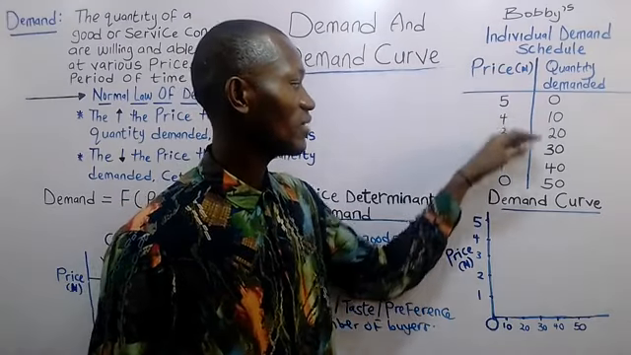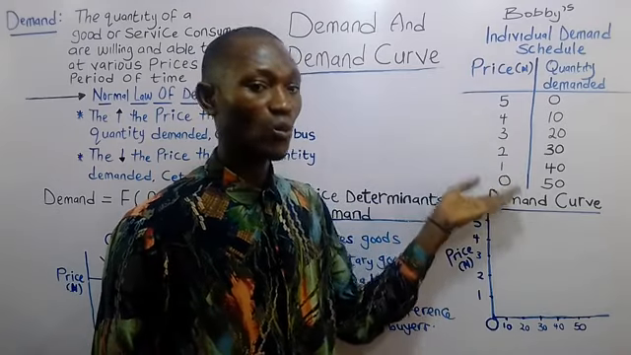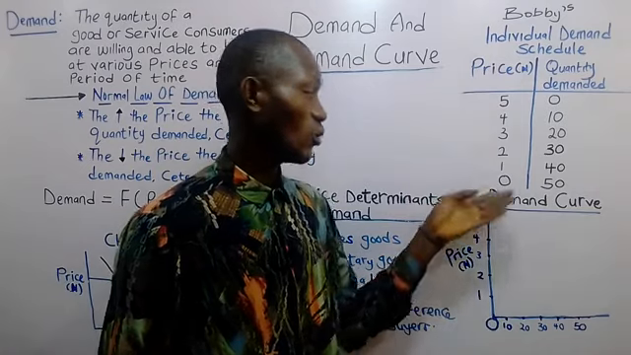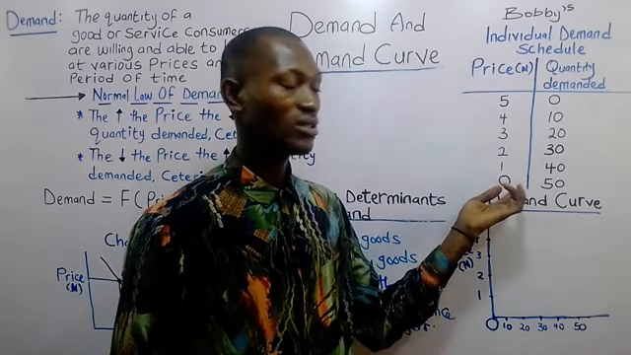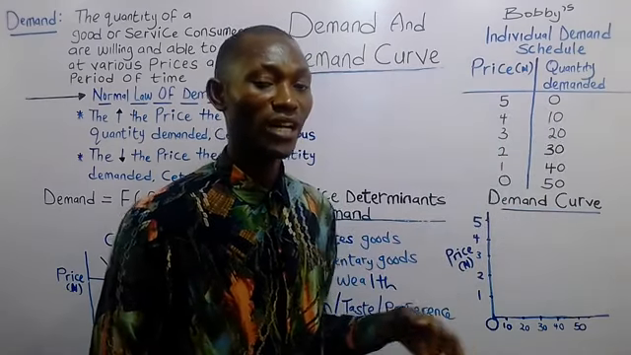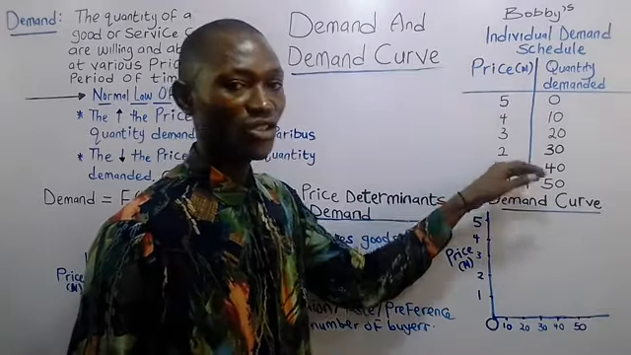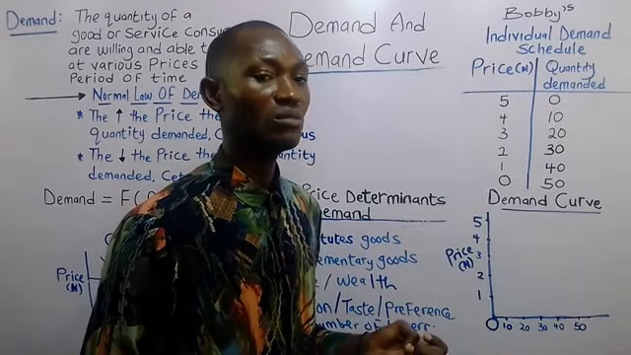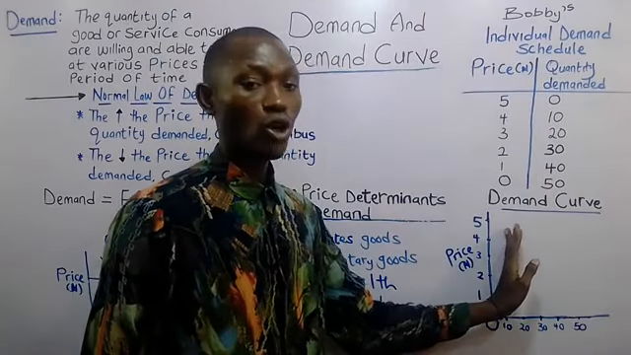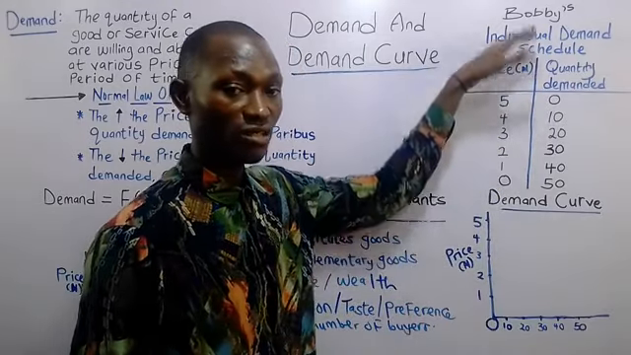So this is the behavioral pattern of a typical consumer who buys more when the price of the commodity is very low, and who buys less when the commodity price is very high. So with this demand schedule, we can draw our individual demand curve for Bobby. So this demand curve is a graphical representation of the demand schedule.